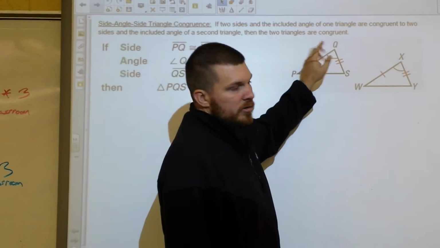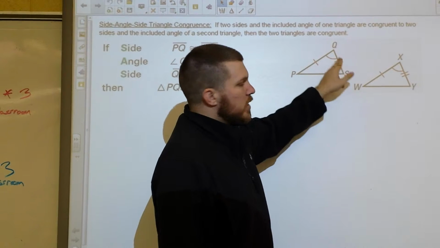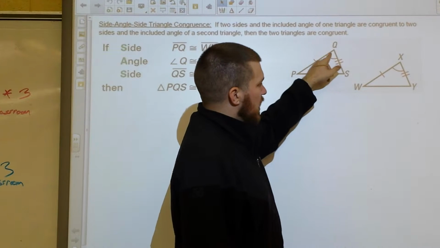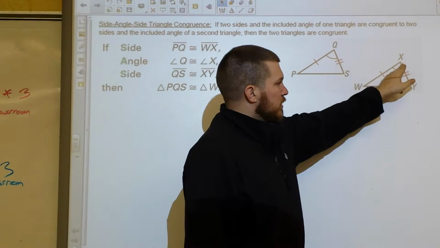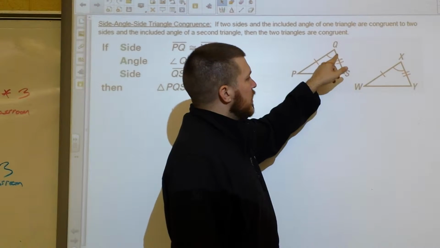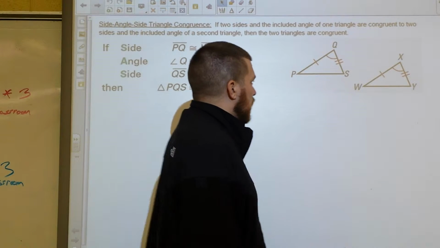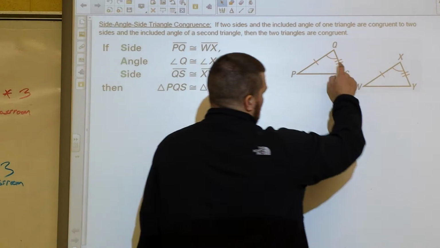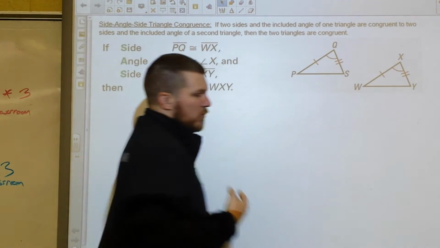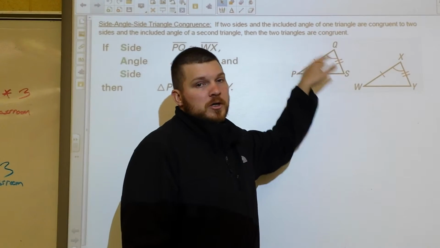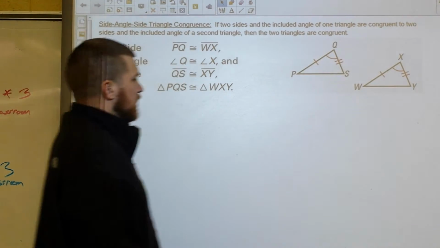Then the included angle. Included means the angle is in between our two sides that we're using. It has to be between for this to work. So side, angle. So angle Q is congruent to angle X. Side. Side QS is congruent to side XY. Again, side, angle, side. If we know those three things, then that's enough to say that these two triangles are completely congruent, completely the same size, same shape.